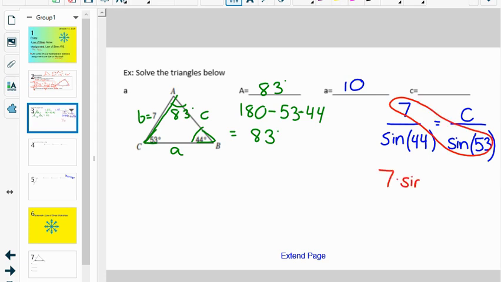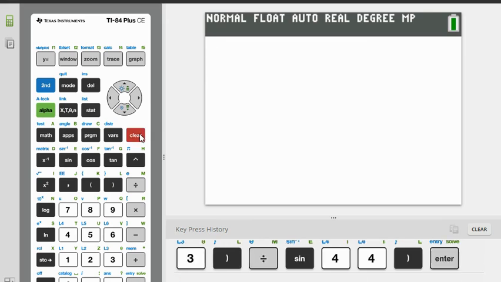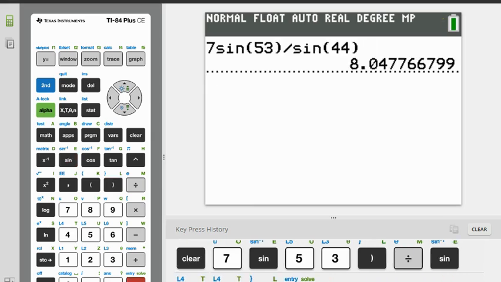7 times sine of 53 equals C times sine of 44. And then divide both sides by sine of 44 to get C by itself. Now let's go type that in the calculator. 7 sine of 53, close parentheses, divided by sine of 44. And that is the measure of side C. We're going to round to 8.